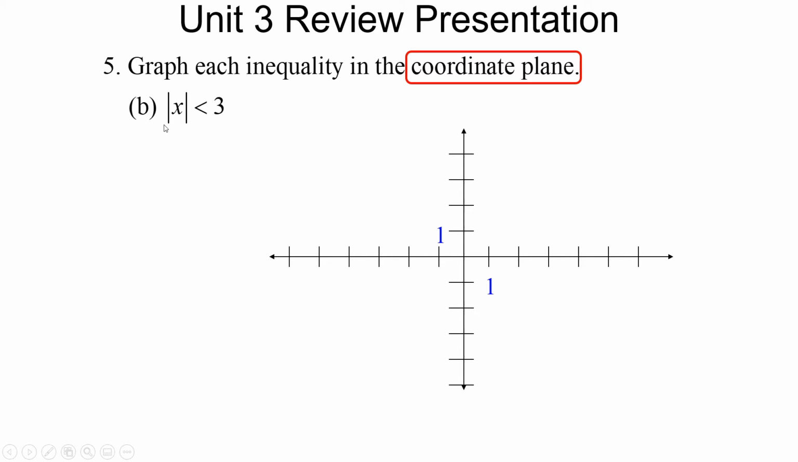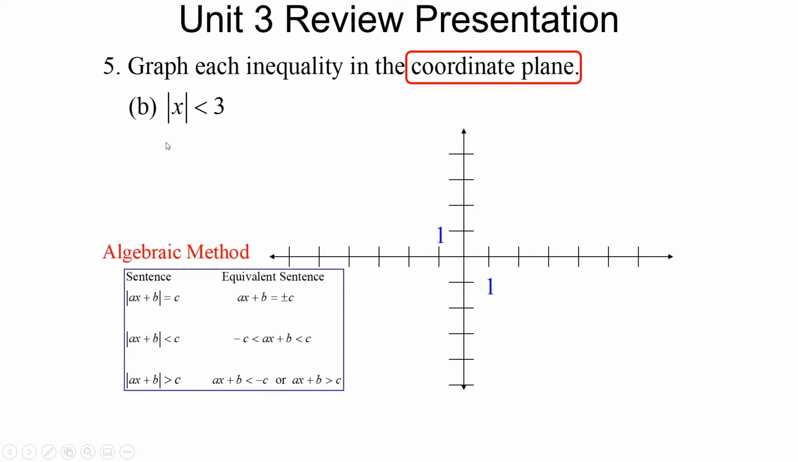Well, if you see that geometrically, you just know the distance between x and 0 is less than 3. You can do that right now, or you could do it algebraically right here. Less than, so negative 3 is less than x, and x is less than 3. There it is right there. So one more time: the opposite of c, negative 3, is less than whatever is within the absolute value, x, and that is less than the c, or the 3.